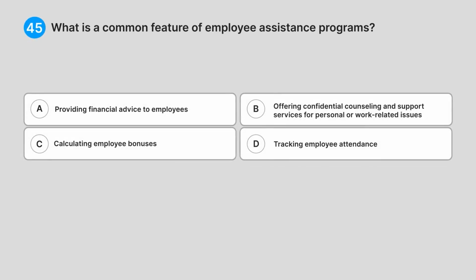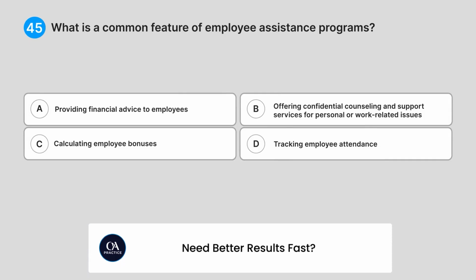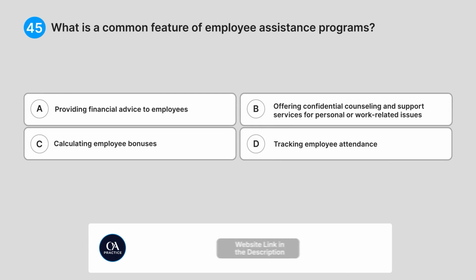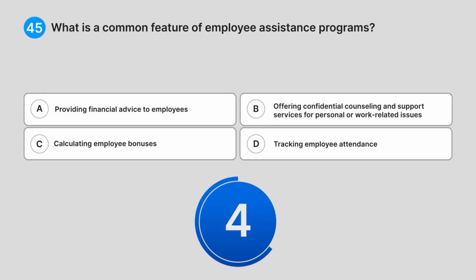45. What is a common feature of employee assistance programs? A. Providing financial advice to employees. B. Offering confidential counselling and support services for personal or work-related issues. C. Calculating employee bonuses. D. Tracking employee attendance. Do you know the answer?